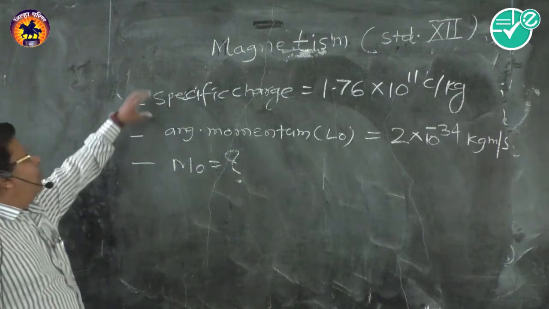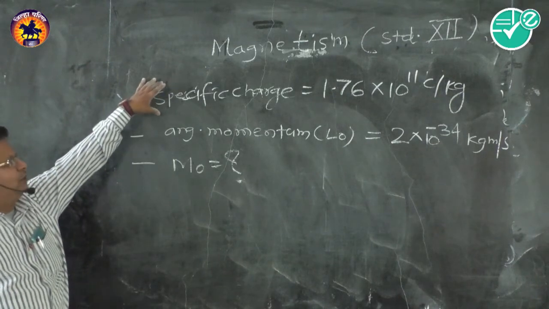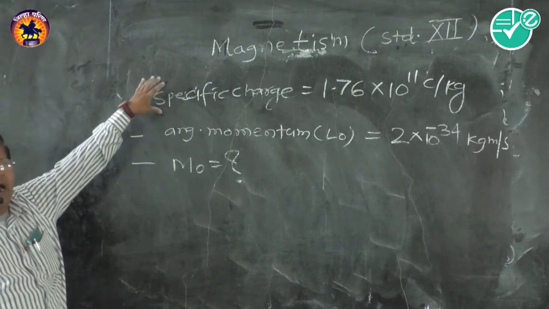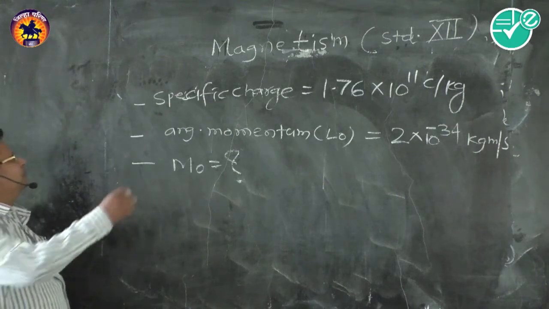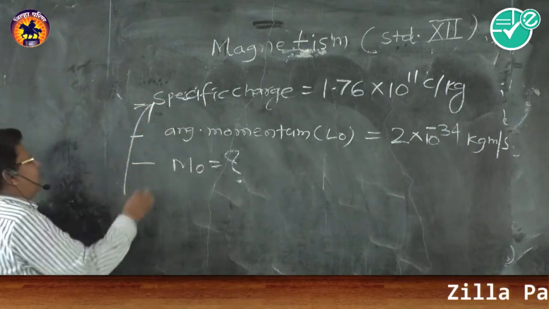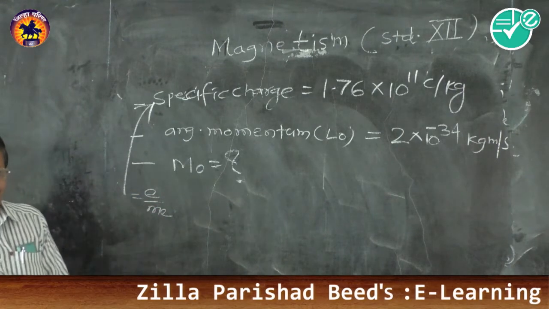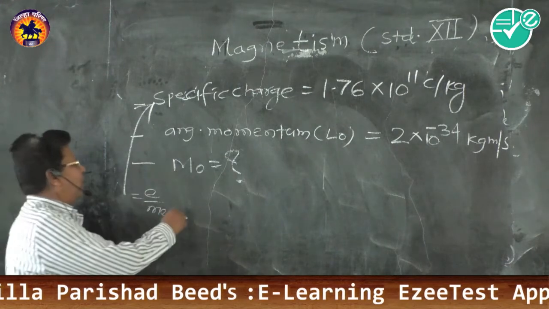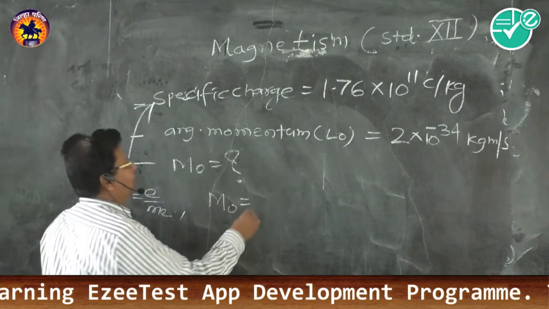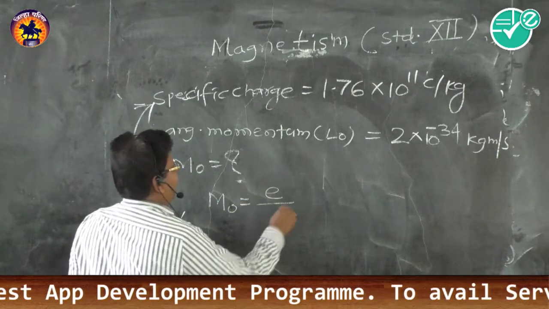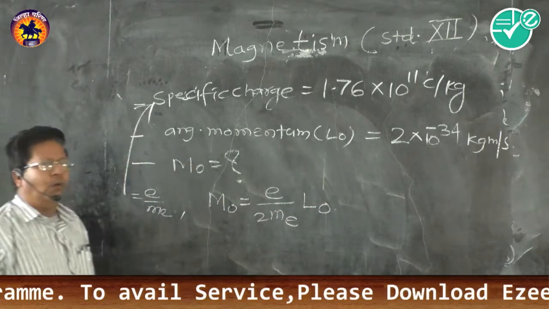students must know the meaning of specific charge. The specific charge is nothing but the ratio of charge on the electron and mass of the electron. That means this specific charge is nothing but e divided by m_e. And as we know the formula or the relation, M_O is equal to e divided by 2 into m_e into L_O.